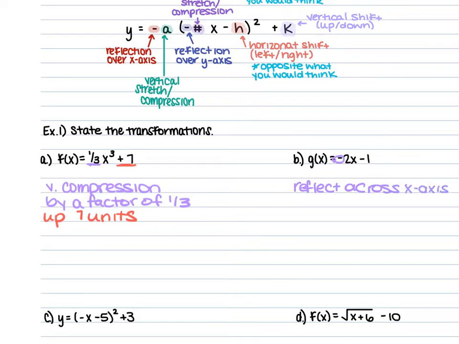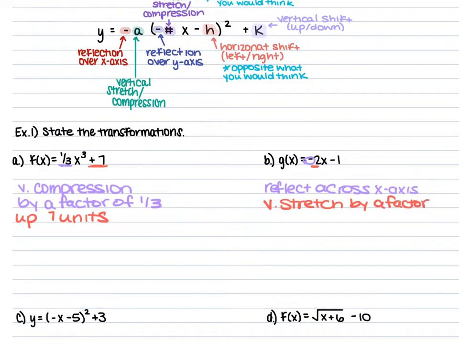Then we have that 2 in front of the x. That 2 that's in front of the x, again, there's no parentheses, so that number is larger than 1. There's going to be a vertical stretch by a factor of 2. And then that minus 1, again, no parentheses, so we're going down 1 unit.